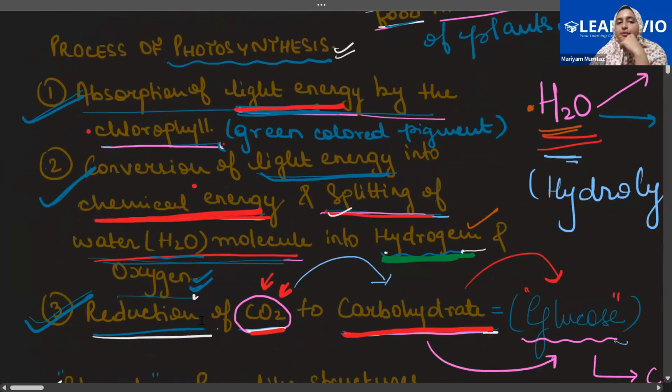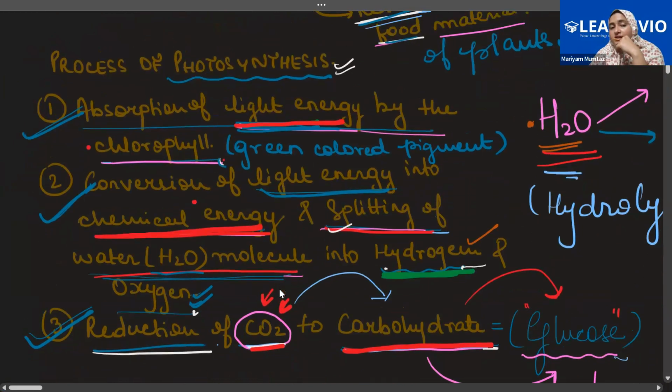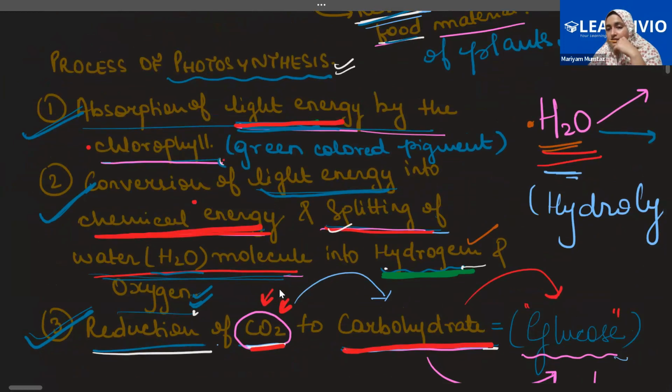Now we'll be talking about the process of photosynthesis and how it takes place. When we talk about photosynthesis, we know that it is a light driven process, meaning if light is not there, then photosynthesis will not take place, right? You might have performed that experiment in school, wherein you keep a plant in the dark and then in sunlight and observe the leaf color.